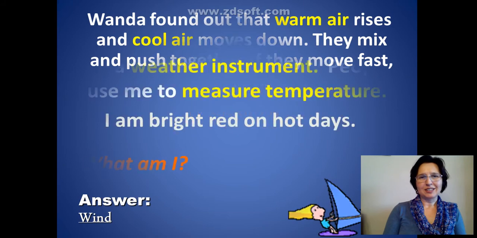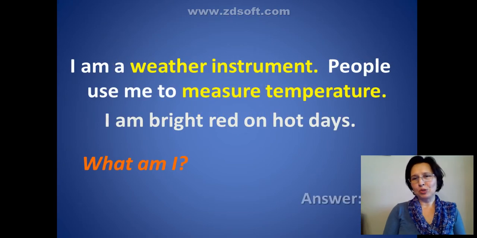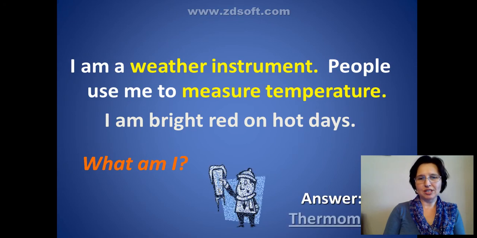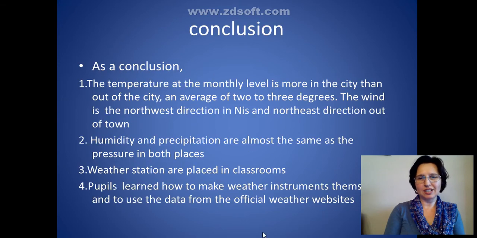Okay, then what weather instruments we have here that measure temperature, of course, is the thermometer, as you can see here. And I can give you a conclusion that the temperature at monthly level is higher in the city than out of the city, and an average of 2 or 3 degrees is the difference between these two schools. The wind is northwest direction in Niš and northeast direction out of the town in Donja Trnava. Also, humidity and precipitation are almost the same as the pressure in both places.